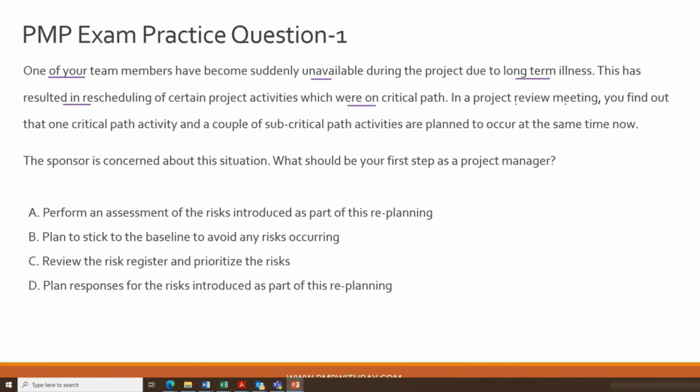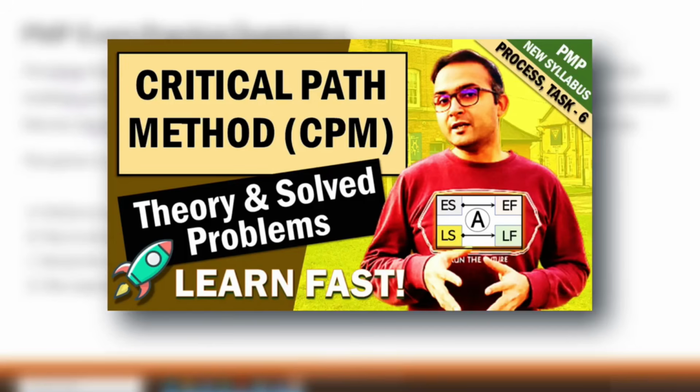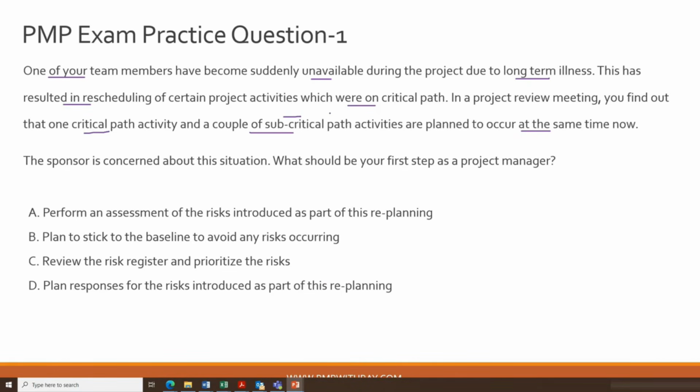In a project review meeting, you find out that one critical path activity and a couple of subcritical path activities are planned to occur at the same time now. Here you need to understand at least the basic difference of a critical path and a subcritical path. So I would recommend that you go and watch this video on my YouTube channel, which talks about the key difference between a critical path and a subcritical path. It will be expected, guys, that you know the basics of these finer nuances of the different topics of project management when you are writing the PMP exam.